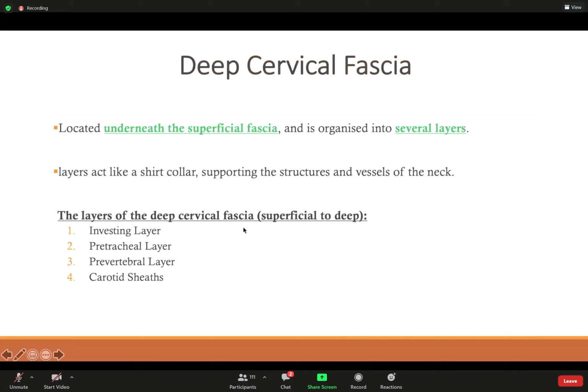All right, so let's look at the deep cervical fascia. The deep cervical fascia, as I said, is just underneath the superficial fascia, and basically acts as a collar. It supports the structures around the neck and keeps them in certain compartments. There are 4 layers that are considered part of this deep fascia. The first one we call the investing layer. The other one we call the pretracheal layer, and the other one the prevertebral layer, and then the carotid sheath. We will look at each one of them.